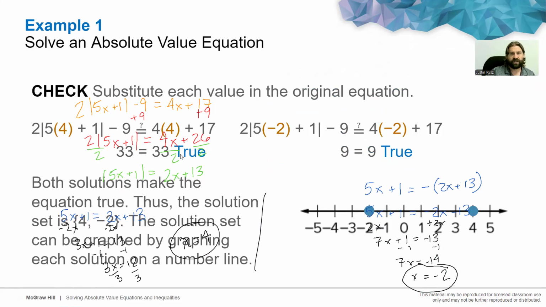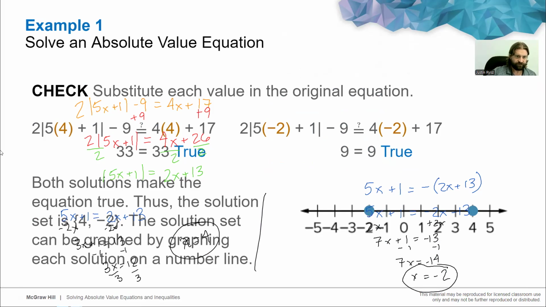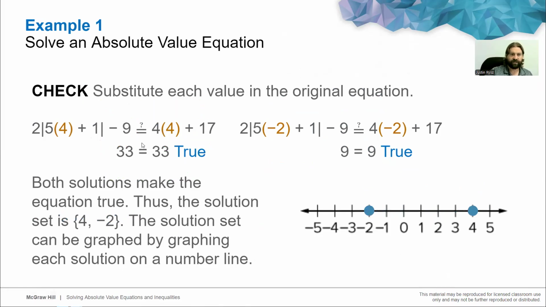What we want to do is to then make sure, clear off my drawing here, we're going through and checking those two answers. So if we plug in 4 into the original equation, it's the absolute value of 5 times 4 plus 1 minus 9 equal to 4 times 4 plus 17. Plug that in. Okay, that's 21. The absolute value of 21 is 21. Times that by 2 is 42. If we subtract 9, that's 33. All right, over here, 4 times 4 is 16. 16 plus 17 is 33, so that's true.